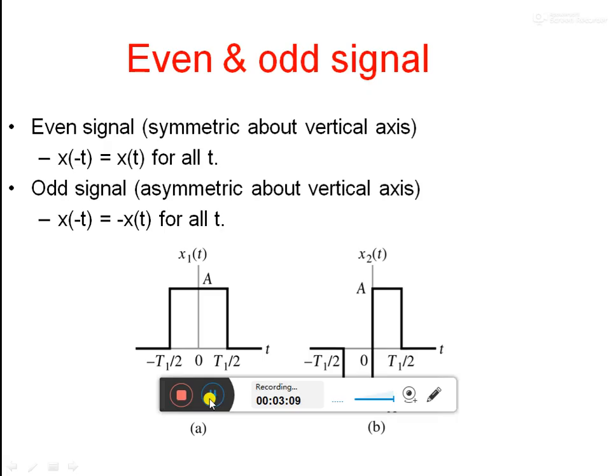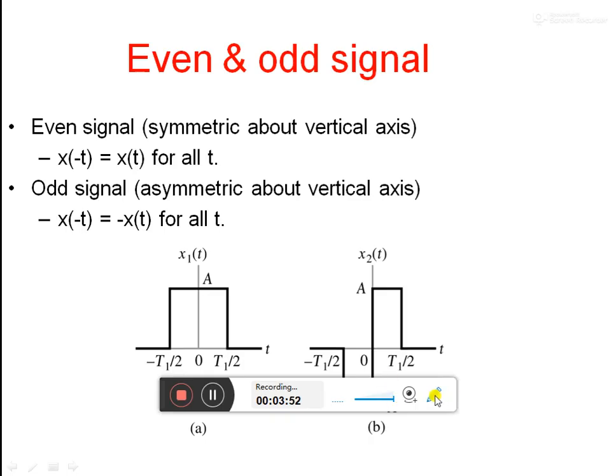The second category of the signal is even and odd signals. Even signals are those which are symmetric about the vertical axis, the vertical time axis. Please refer to the signal x1 of t here. You can see the magnitude of the signal is A and it is in a rectangular shape with the time duration 0 to t1 by 2. If the same value of the signal is available on the left time axis, towards the negative time axis, then it is said to be an even signal.